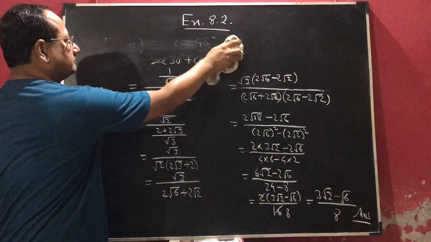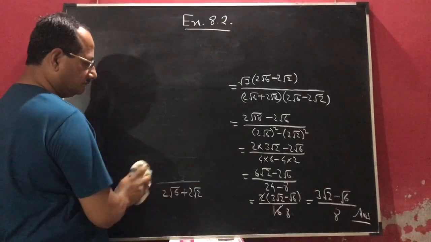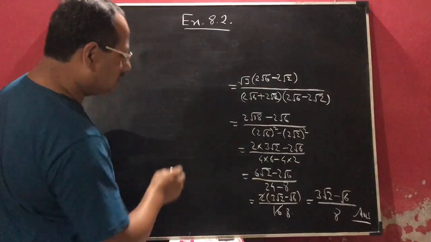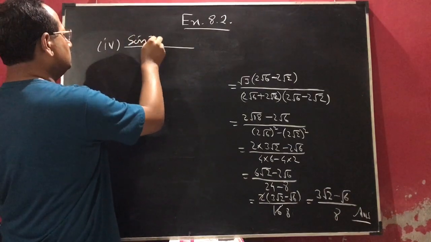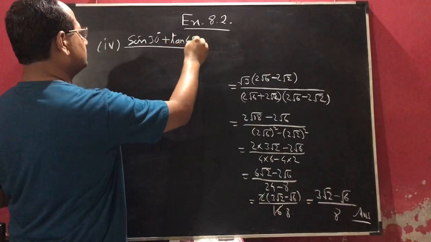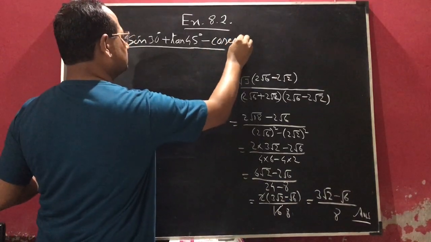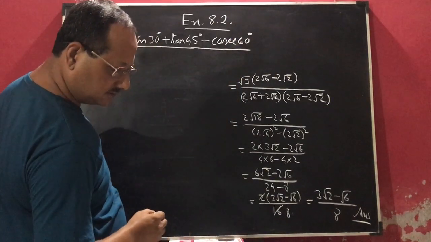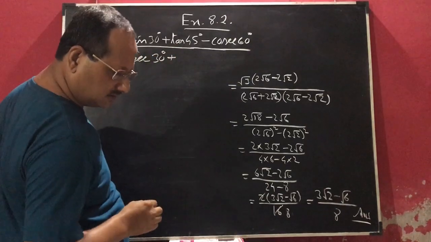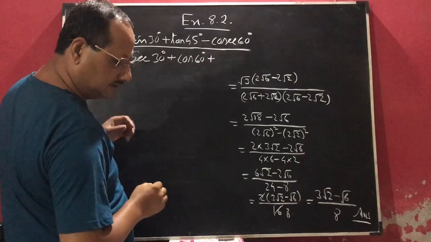Then question number 4. So it is given sin 30 degree plus tan 45 degree minus cosec 60 degree divided by sec 30 degree plus cos 60 degree plus cot 45 degree.